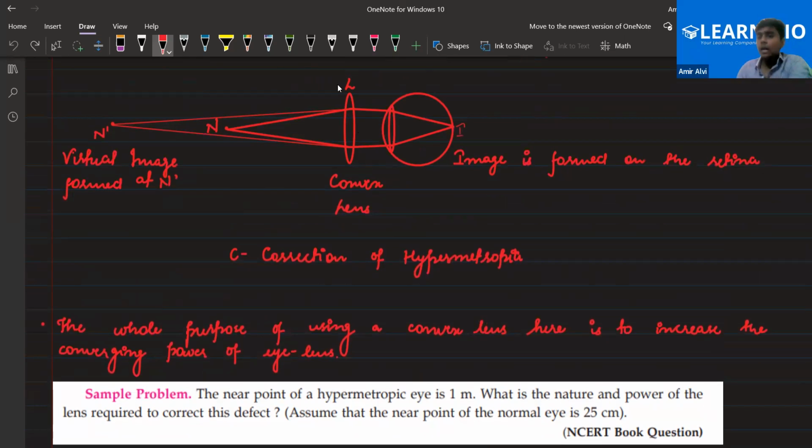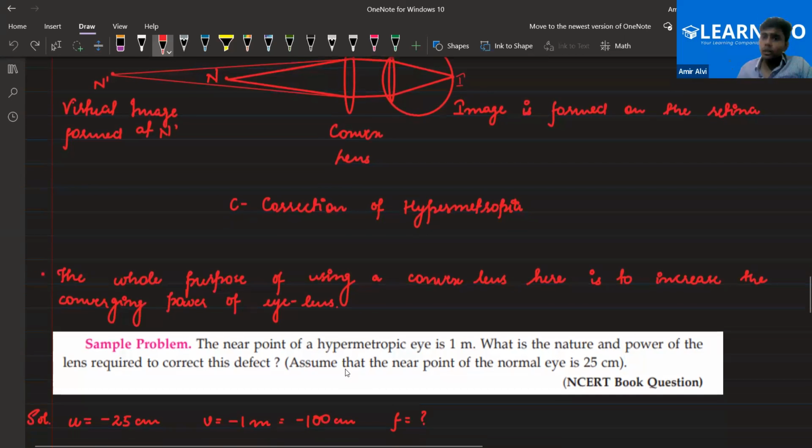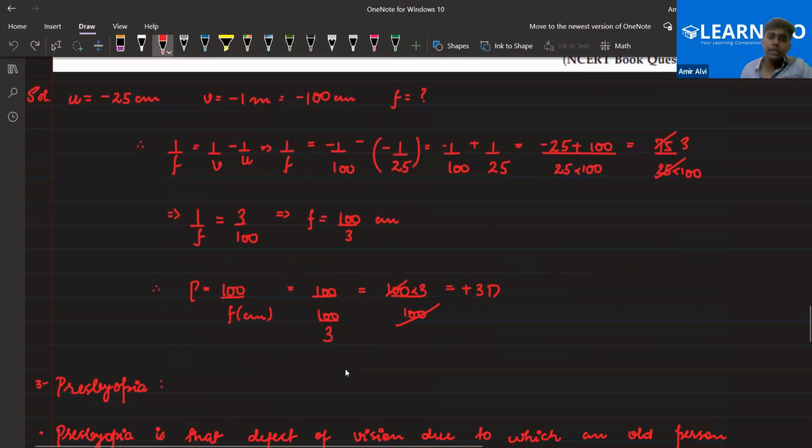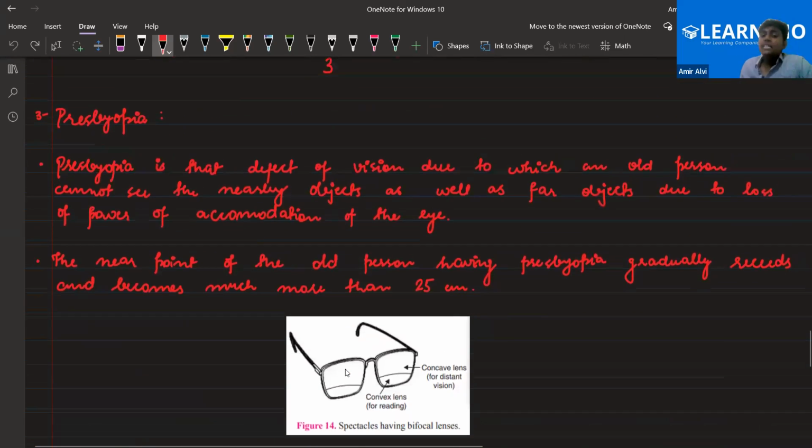Okay. So that is the reason the convex lens is used in hypermetropia. The whole purpose of using a convex lens here is to increase the converging power of the eye lens. So for myopia, concave lens; for hypermetropia, convex lens. Okay. Next is basically presbyopia.